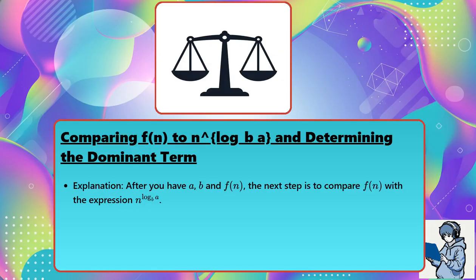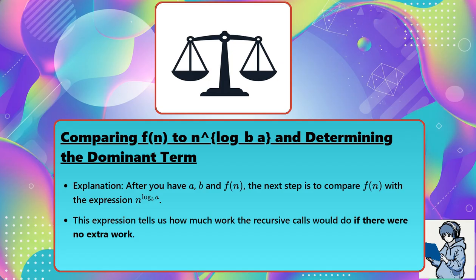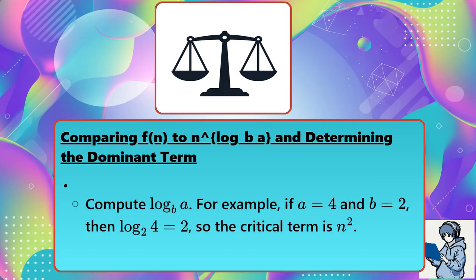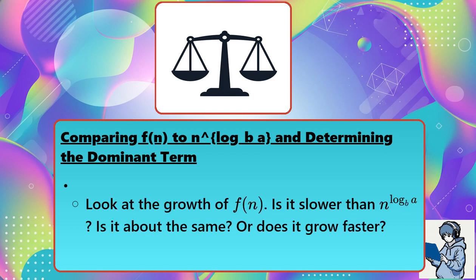After you have a, b, and f of n, the next step is to compare f of n with the expression n to the power of log base b of a. This expression tells us how much work the recursive calls would do if there were no extra work. Compute log base b of a, for example. If a equals 4 and b equals 2, then log base 2 of 4 equals 2, so the critical term is n squared. Look at the growth of f of n.